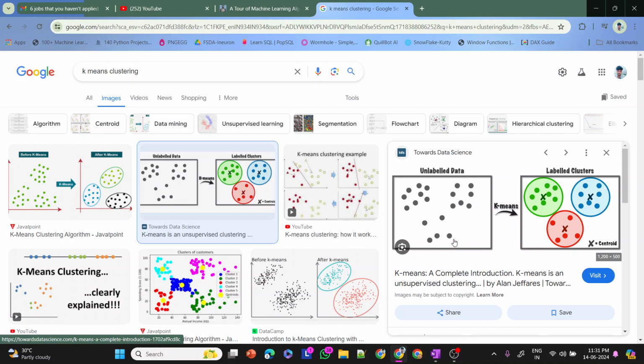There is unlabeled data. That unlabeled data has some points that we need to cluster depending upon the patterns and relationships between the data. We need to apply the k-means algorithm. By applying that, the points are labeled by making clusters.